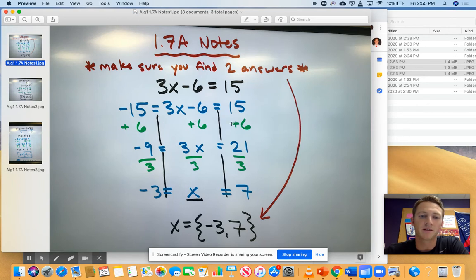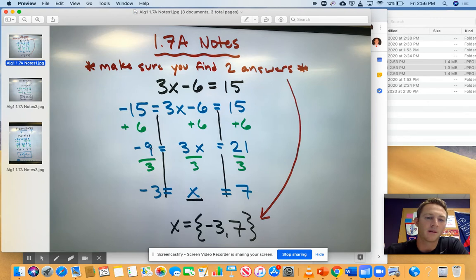So we're going to use the same steps, reverse PEMDAS. Let's add 6. Instead of both sides here, it's really three sides, right? We're going to add 6 in the middle, to the right, on the left. So now negative 15 plus 6 is negative 9. The 6's cancel. We just have 3x left over. 15 plus 6 is 21. Now there's an imaginary multiplication right here. Let's divide by 3 on all three sides.